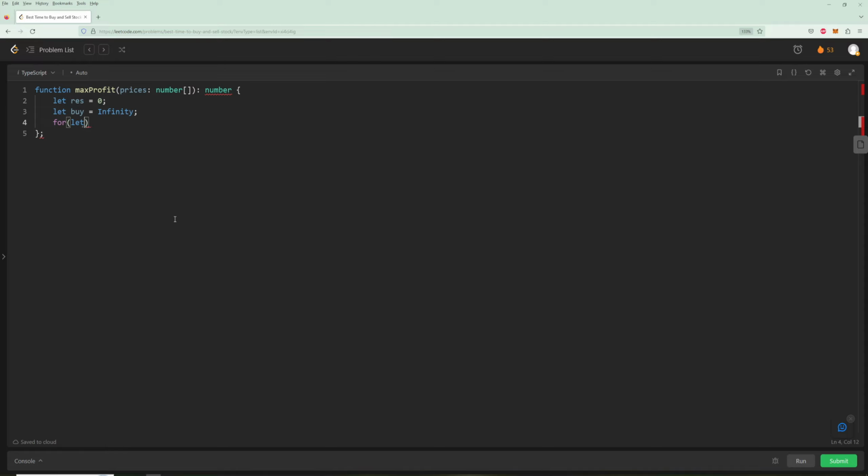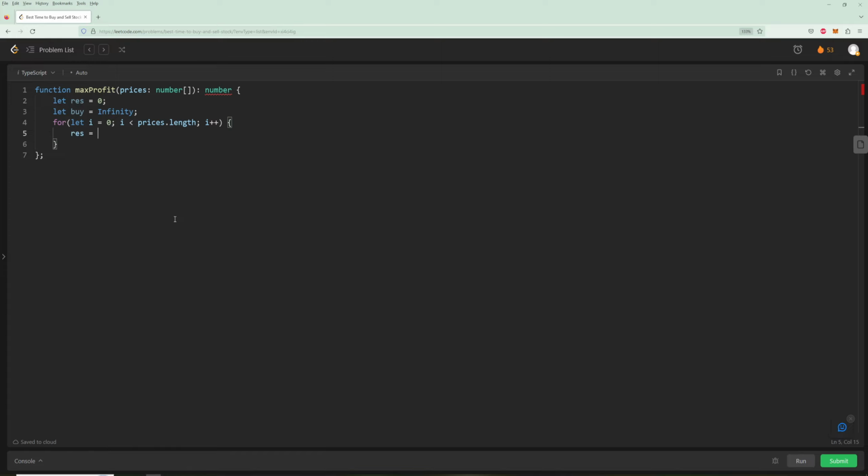Technically, if you do want to make this a little bit faster, you want to use a normal for loop, not a for let loop, but it doesn't really matter. So we can just say let i equal 0, i is less than prices.length, i plus plus, pretty straightforward stuff there. And we are essentially checking, is our profit greater than it used to be?